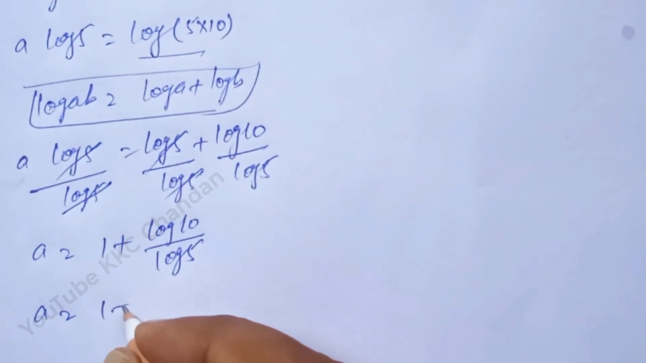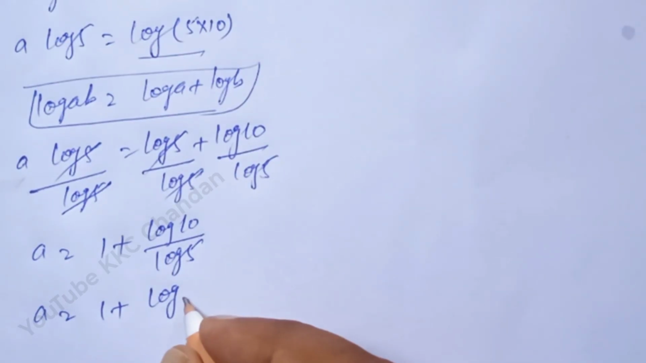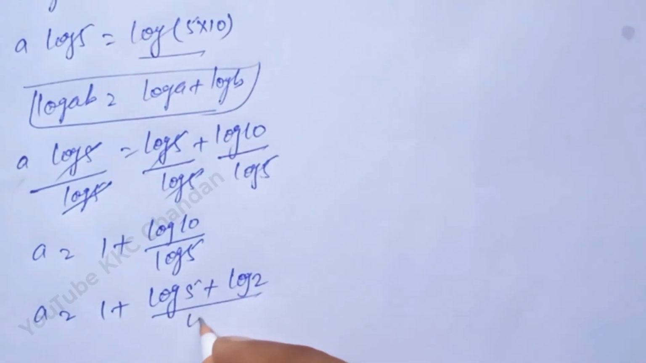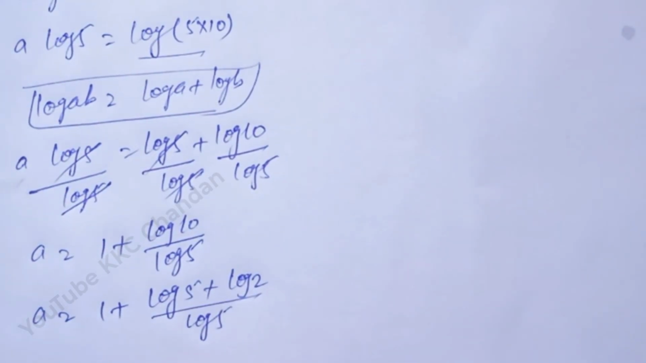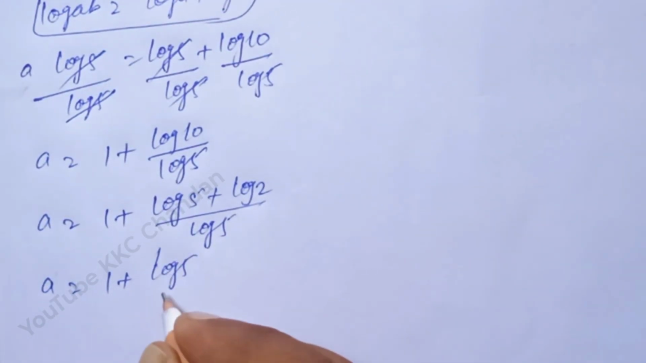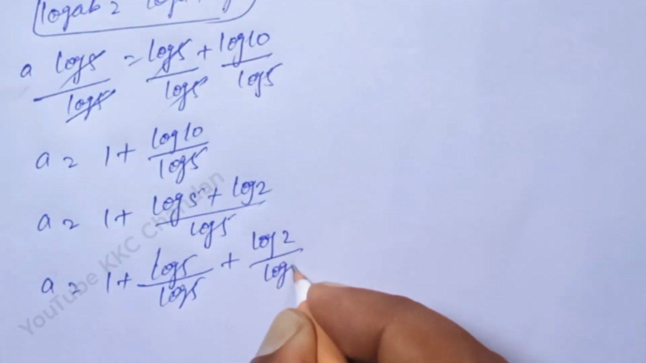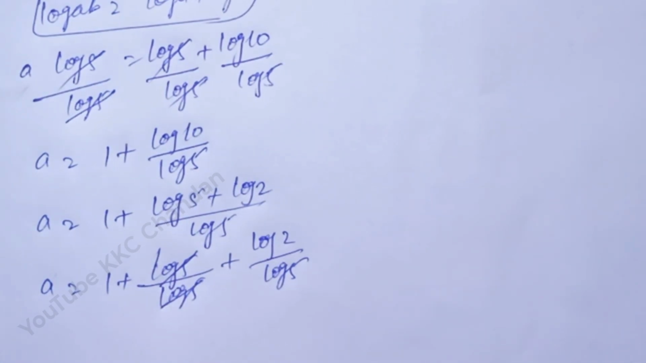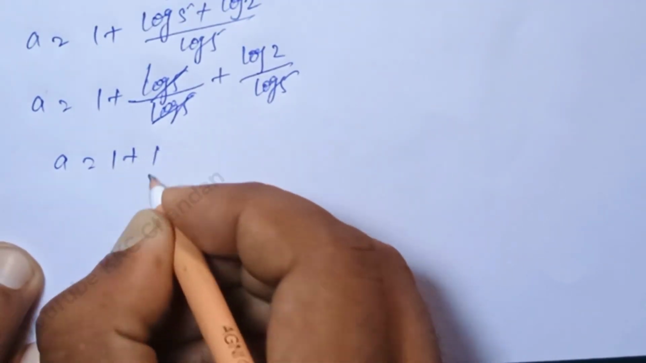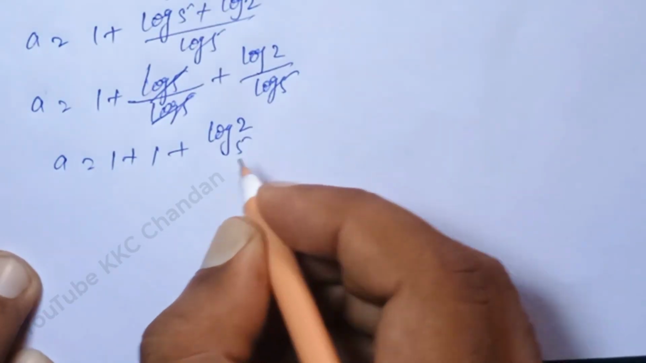A is equal to 1 plus log 10, which will be written as log 5 plus log 2 divided by log 5. Separate it: A is equal to 1 plus log 5 divided by log 5 plus log 2 divided by log 5. See here, log 5 cancels, and we are left with A is equal to 1 plus log 2 base 5.